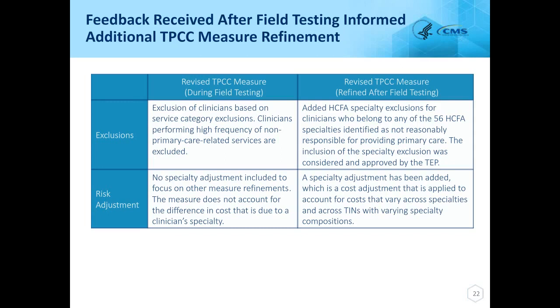The next area is risk adjustment. In the revised TPCC measure during field testing, we didn't include specialty adjustment. This was mainly to focus on all the other measure refinements that were going on and to try and avoid confusing the issue. But one of the comments we got during field testing and afterwards was people very much felt the specialty adjustment was important. So we've placed the specialty adjustment back into the measure, and the refined version of the revised measure has a specialty adjustment in it to account for inherent differences across specialties and costs. Next slide, please.